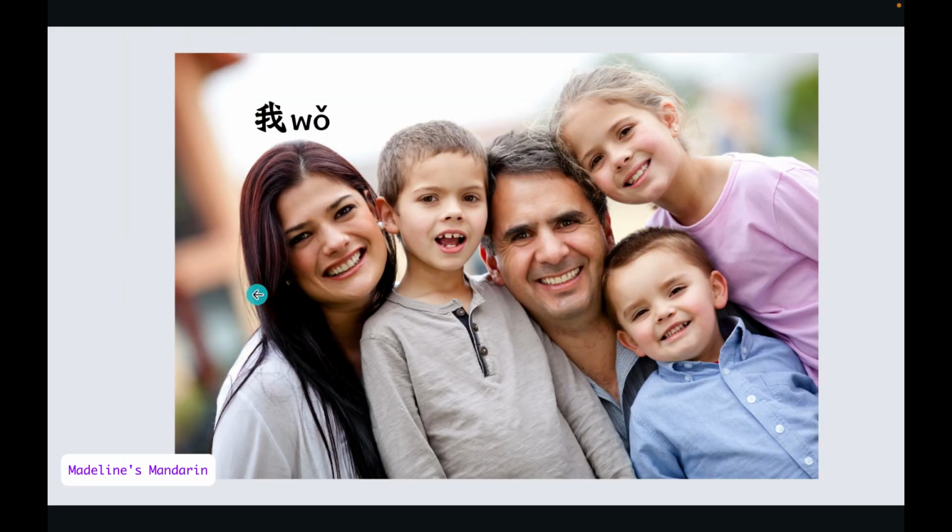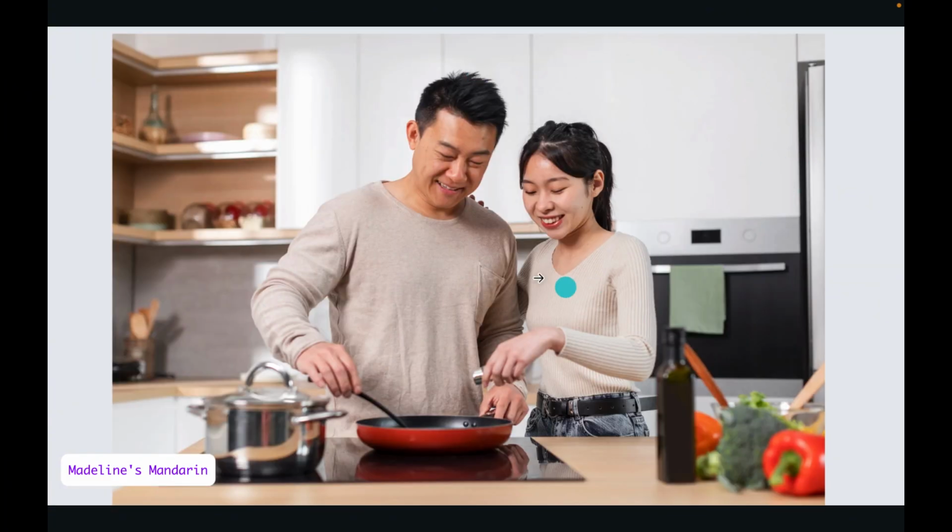Okay, look at this picture. If this is 我, I have 2 sons and 1 daughter. Son, 儿子, and daughter is 女儿. In this picture, they are a couple. He is husband, 丈夫. She is a wife, 妻子.